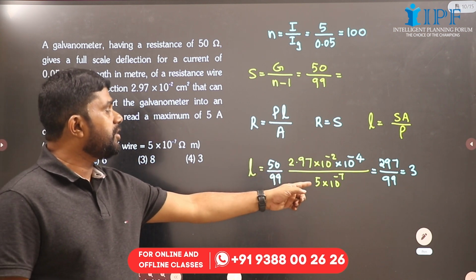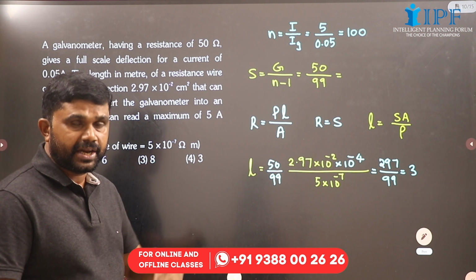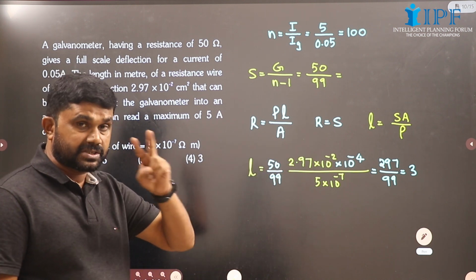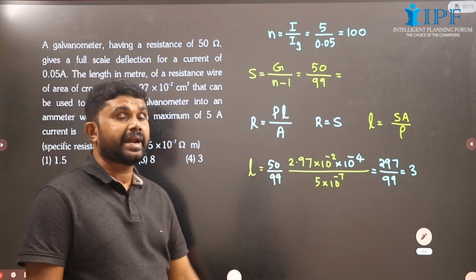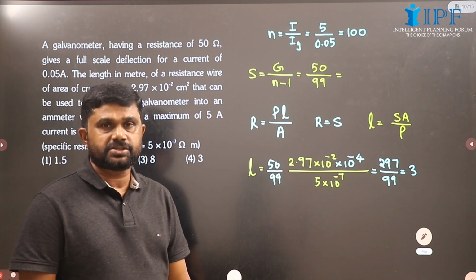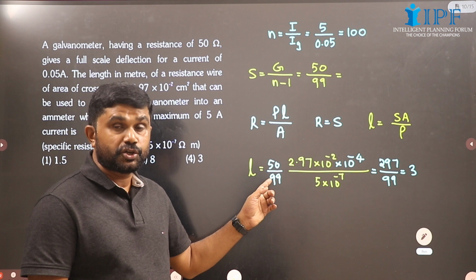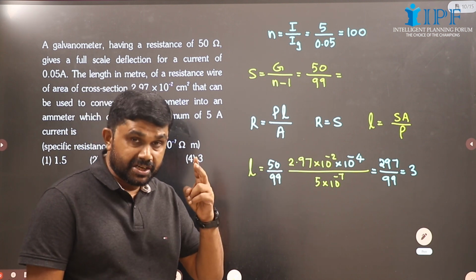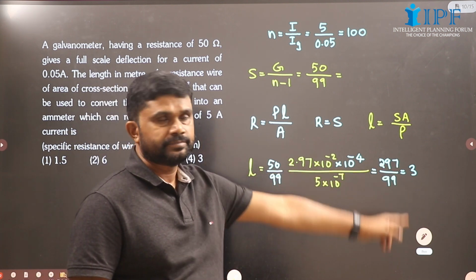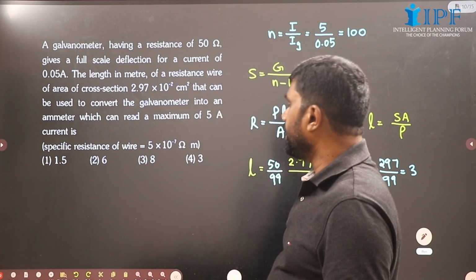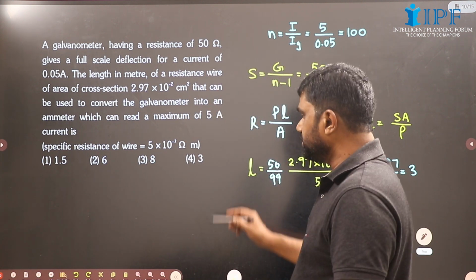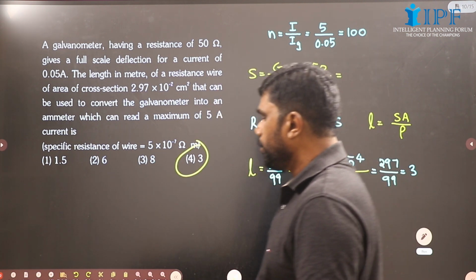Okay, then 50 divided by 5, that is another 10 here. 10 into 10 raised to plus 1 means 100 into 2.97, that is 297, and in the denominator we have 99. 297 divided by 99 is exactly 3. Okay, so we will require a wire of length 3 meter.